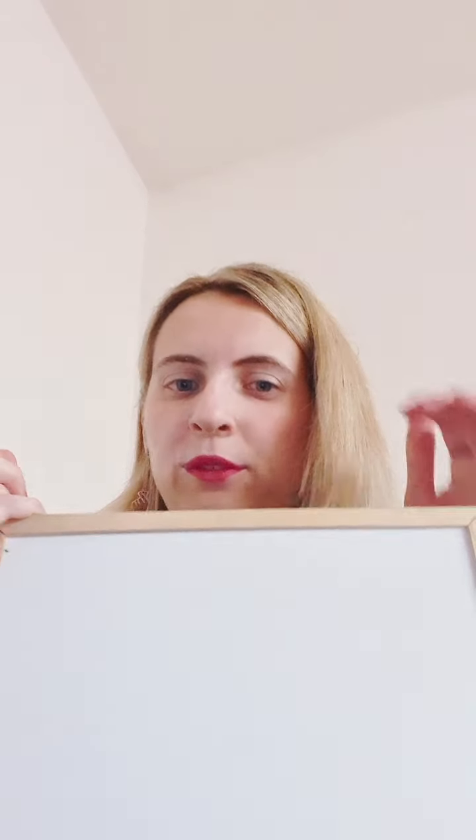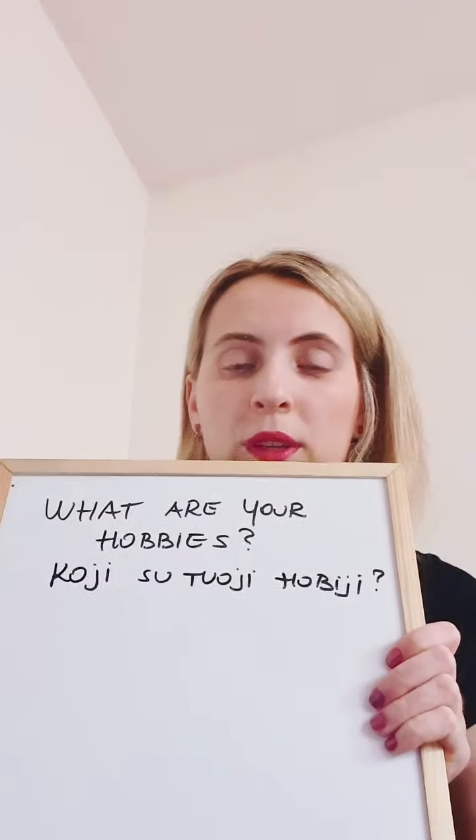So when somebody from Croatia asks you, what are your hobbies? They ask you like this: Koji su tvoji hobiji? So, if I ask you, koji su tvoji hobiji, or in a polite way, koji su vaši hobiji? You answer, moji hobiji su if you have a plural. So if you have more hobbies, you say moji hobiji su. And if you have one, moj hobi je.